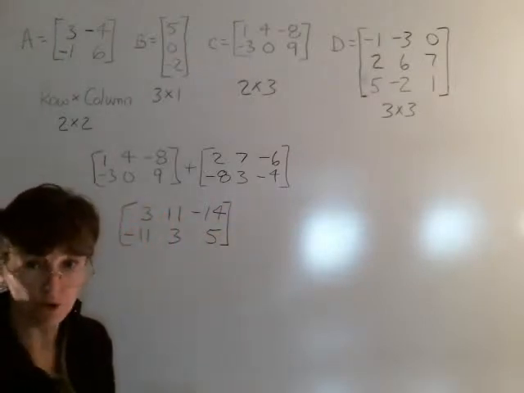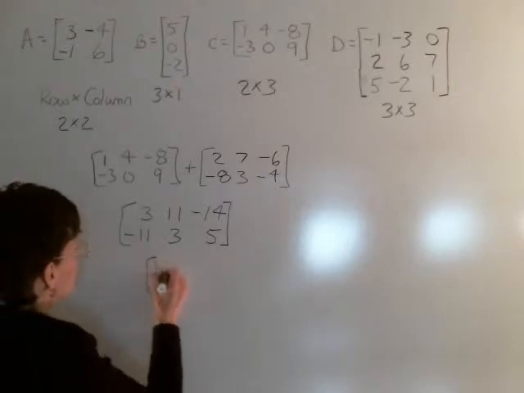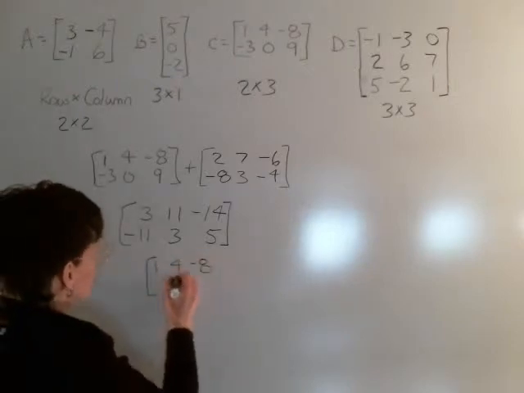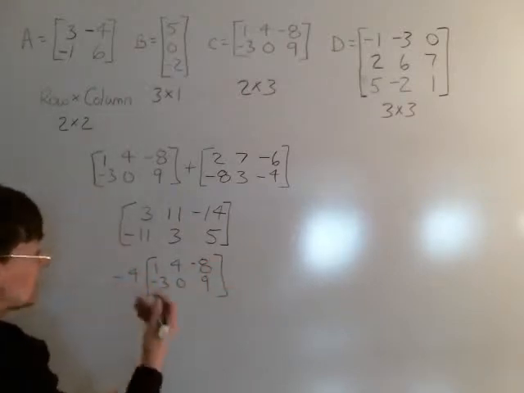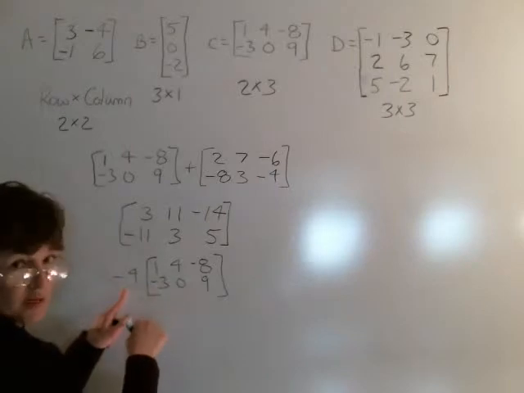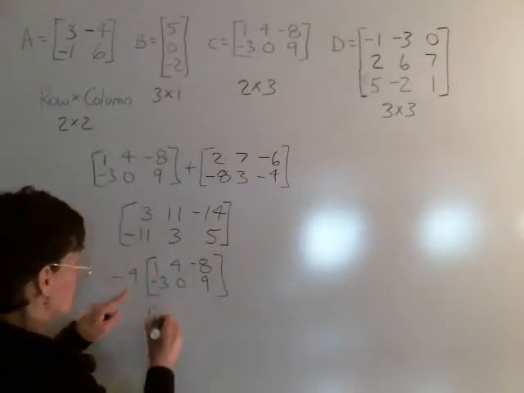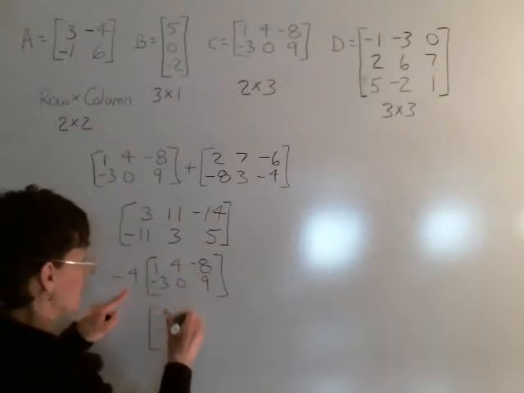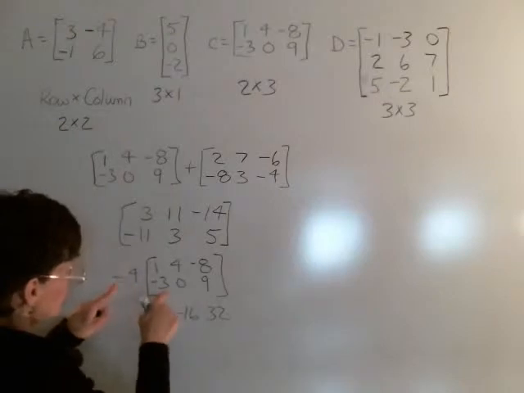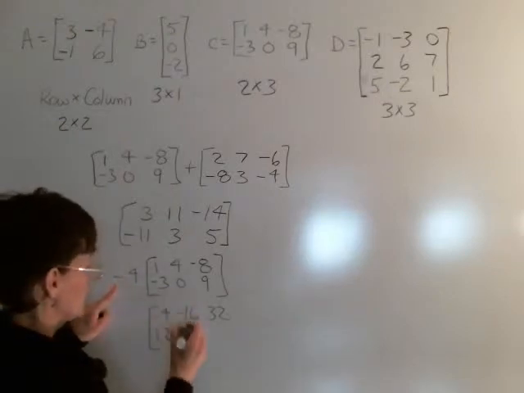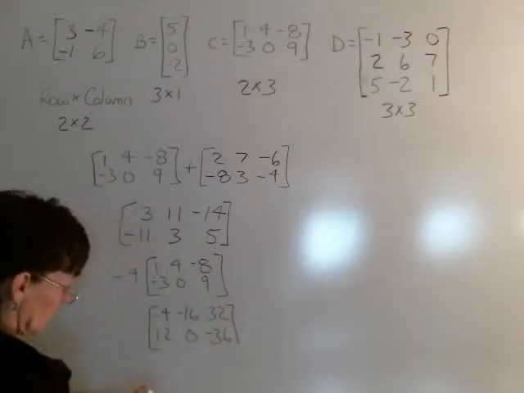Now you can also multiply a matrix by a scalar. So let's take my C matrix, 1, 4, -8, -3, 0, 9, and let's multiply it by -4. When I do that, then I multiply every member by -4. So I get -4 times 1 is -4, -4 times 4 is -16, -4 times -8 is +32, -4 times -3 is 12, -4 times 0 is 0, -4 times 9 is -36.